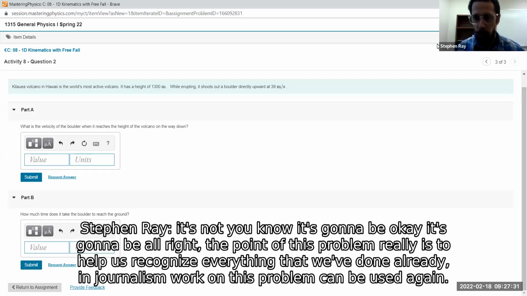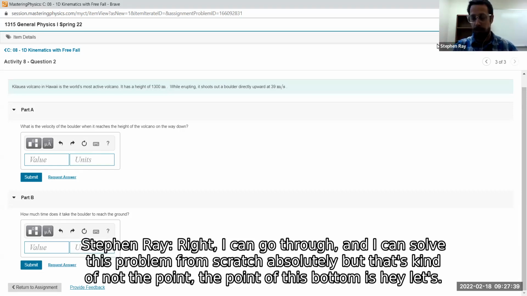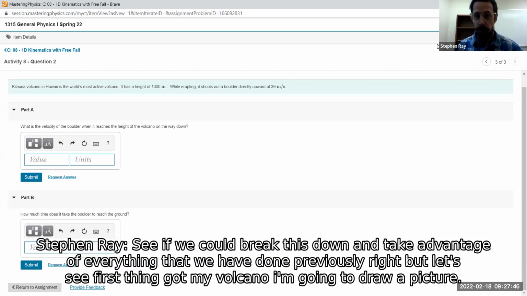The point of this problem really is to help us recognize that everything we've done already can be used again. I can go through and solve this problem from scratch, absolutely, but that's kind of not the point. The point is to see if we can break this down and take advantage of everything that we have done previously.